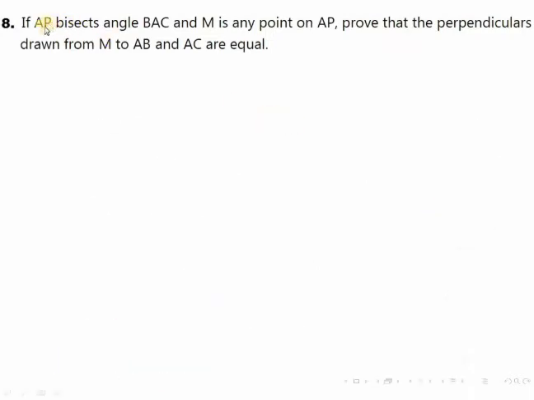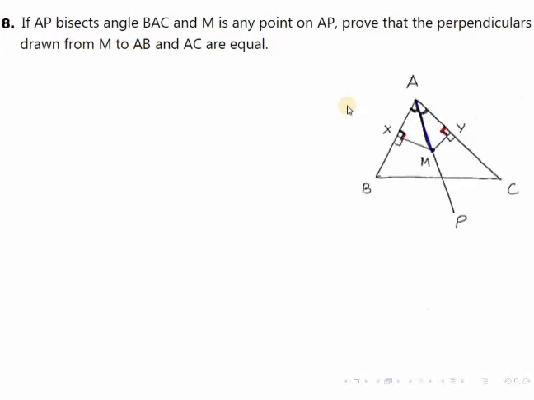The next question says, if AP bisects angle BAC, so angle BAC is there, and AP bisects BAC. So there's a bisector whose name is AP. Now M is any point on AP. So on that bisector you draw any point M. Prove that the perpendiculars drawn from M to AB and AC are equal. Now what is the meaning of this? Let's try to understand using this diagram.